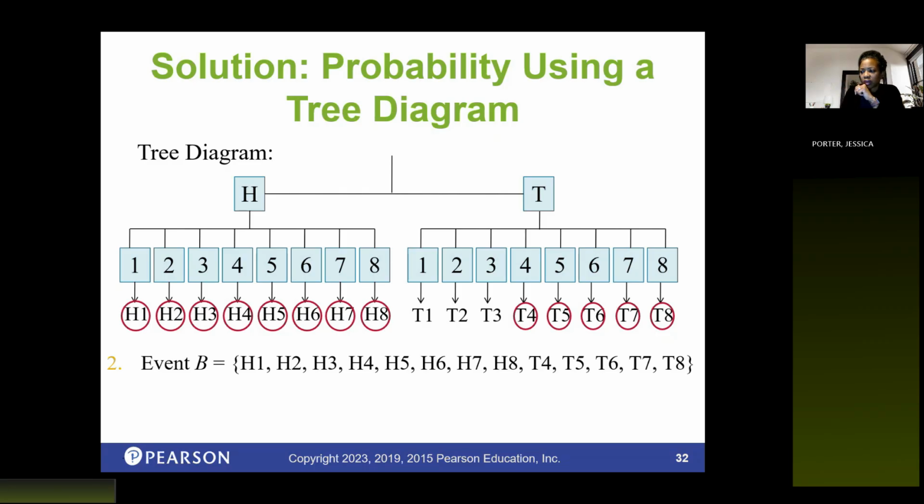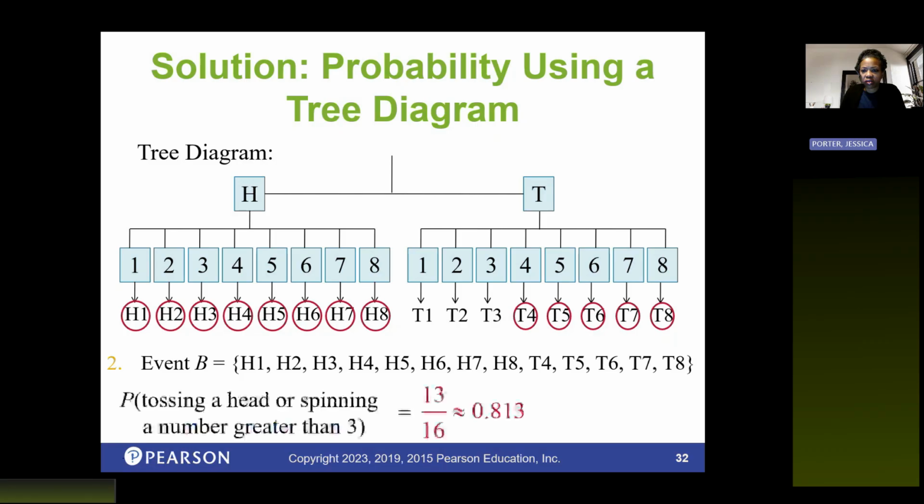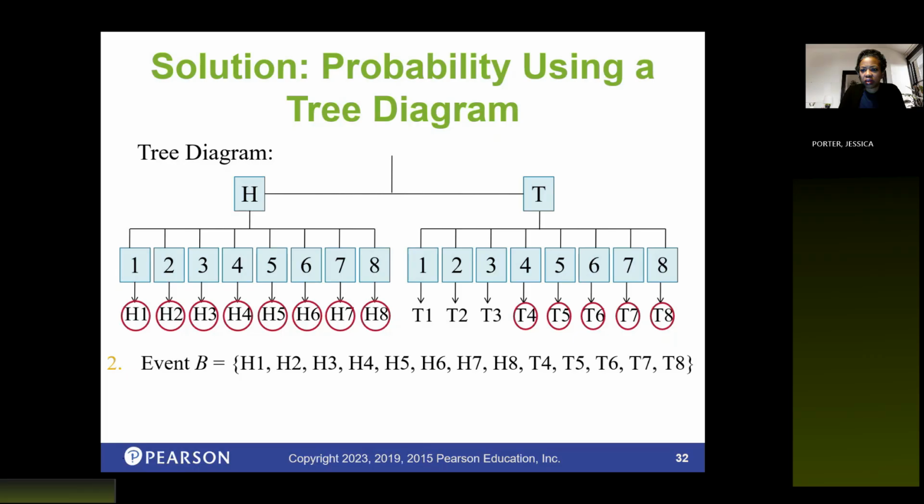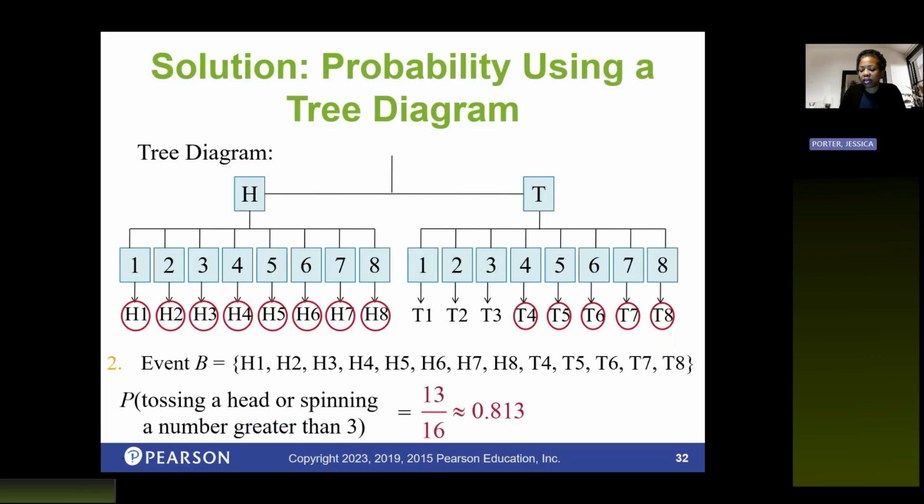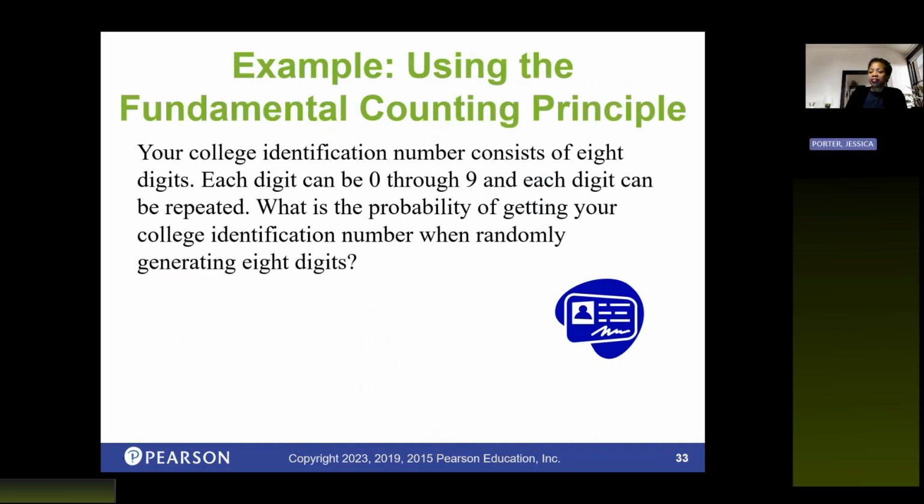Yes, ma'am. I wonder if I have an example of this one in our text. Did I? I don't have a note on that. All right, so that was 13 out of 16. We'll check and see in our homework if we have one like that. All right, back to the codes.